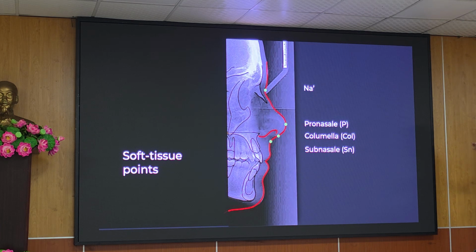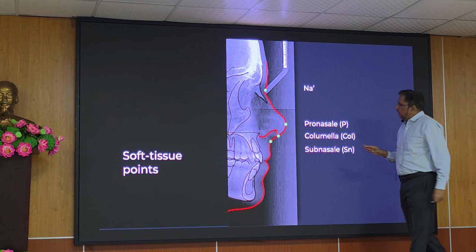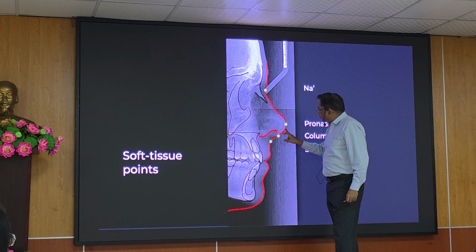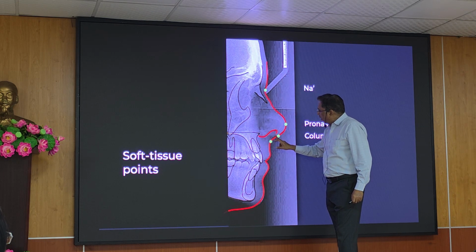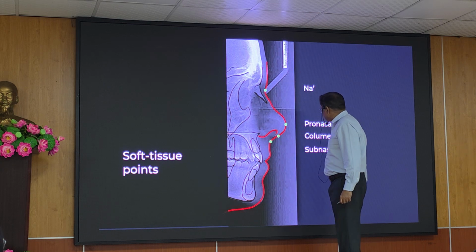So this point essentially, when you come from the tip of the nose to the lower border of the nose here, the nostrils, which is the columella, we call it the columella of the nose, and then it comes down and meets the uppermost part of the lip, and that's the point which is subnasale.